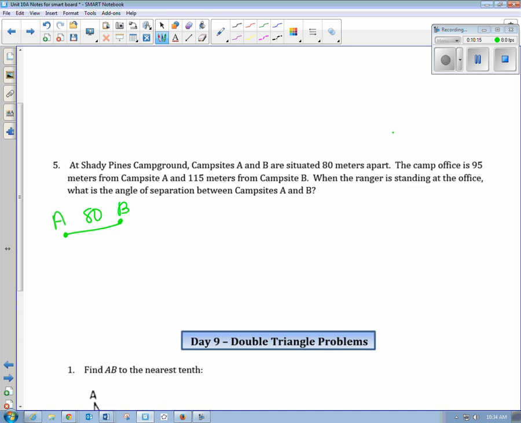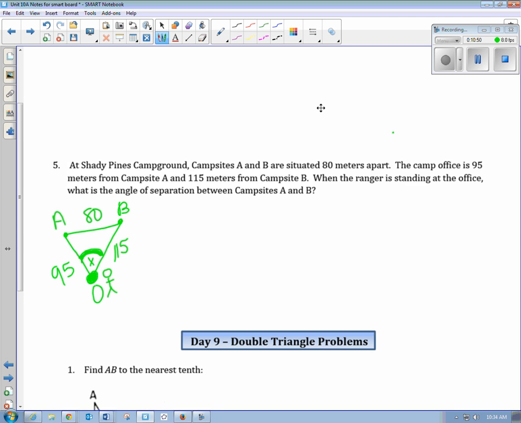The camp office is 95 meters away from A, so I'll put an O here for office. And it is also 115 meters away from campsite B. It says when the ranger is standing in the office, what is the angle of separation between the two campsites? So that is their way of saying, if this is the office and the ranger is standing here, when he looks between A and B, his angle in here is what we're looking for. So I'm going to put an X on that.